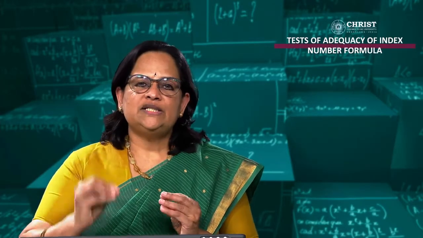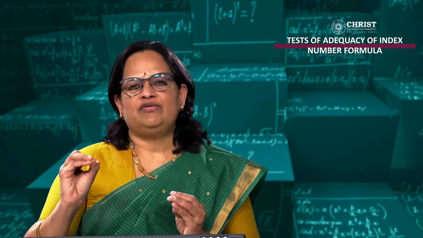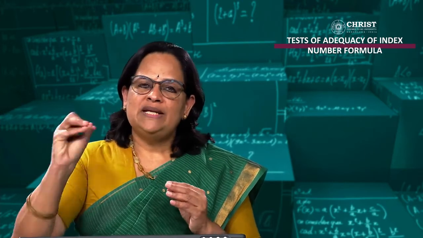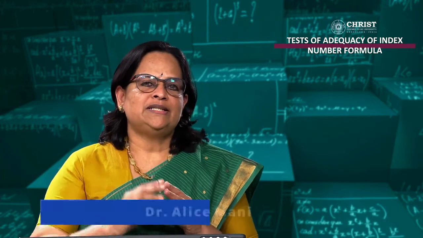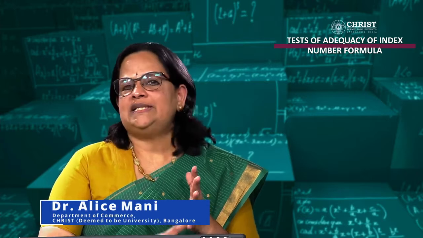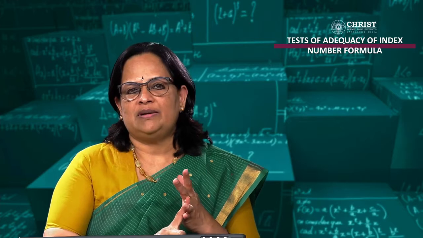Dear students, in this module, we will see the tests of adequacy of index number formulas. We know that Fisher's ideal index, that formula itself we are calling Fisher's ideal index. There is a reason for that. The formula satisfies the time reversal test and the factor reversal test. That is why it's known as the ideal index number formula. So this is what we are going to learn in this module.